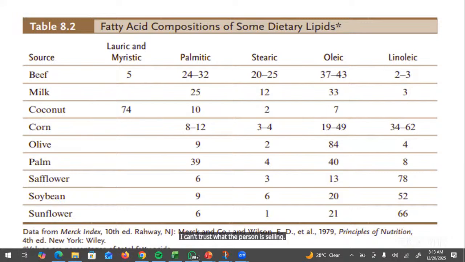So we have the sunflower oil, which is majorly linoleic acid. Like I said, linoleic acid is one of the essential fatty acids that is required for growth and development. So this is just a preview of fatty acid composition in the products that we encounter in our daily lives.